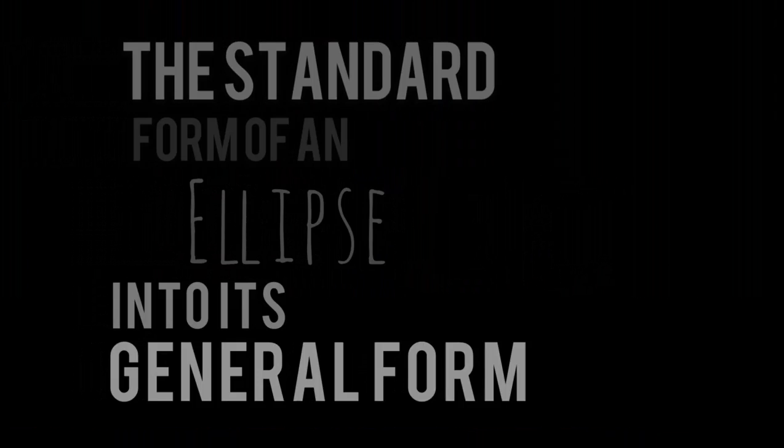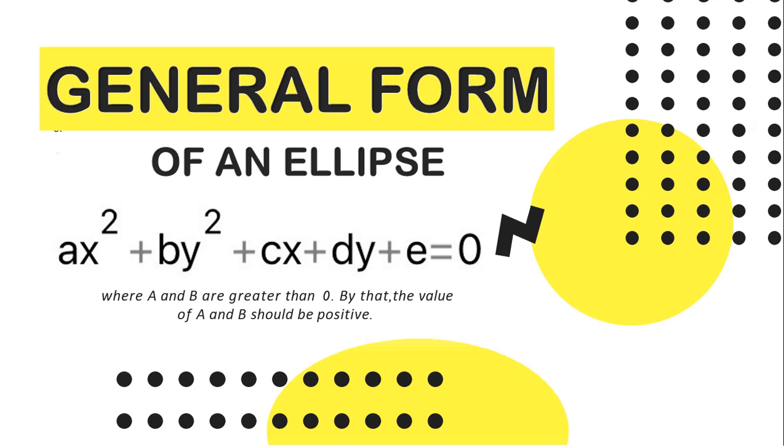Today, we will be teaching you how to convert the standard form of an ellipse into its general form. First, we must bear in mind the general equation of an ellipse: ax squared plus by squared plus cx plus dy plus e equals 0, where a and b are greater than 0. And with that, the values of a and b should be positive.